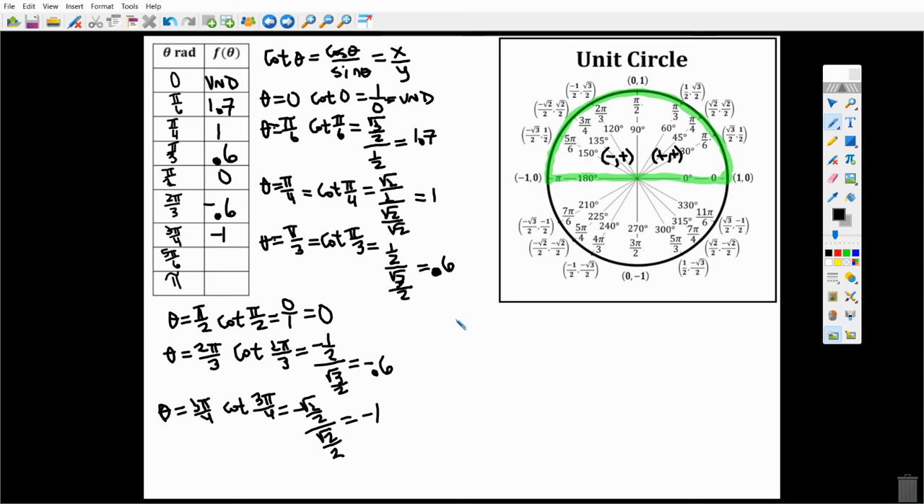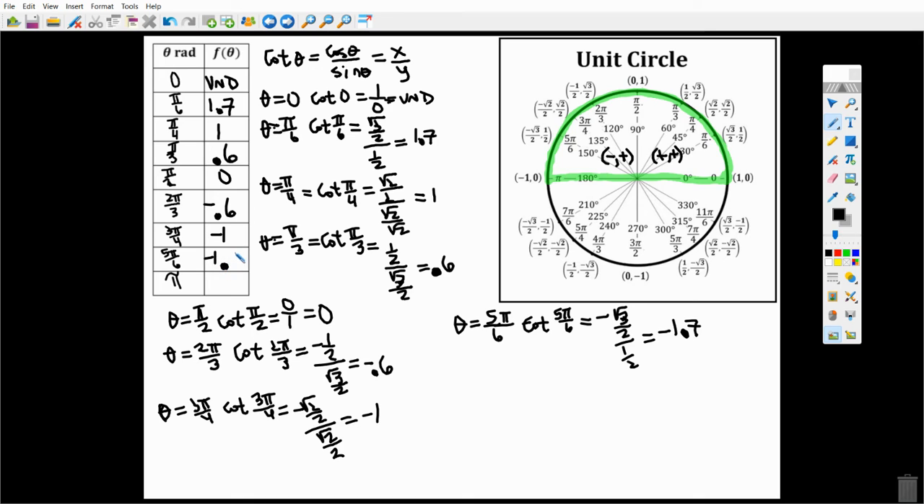All right, at theta equal to 5 pi over 6, that's cotangent of 5 pi over 6. We end up with negative radical 3 over 2 divided by 1/2. We know we're going to end up with negative, and we started with that here, radical 3 over 2 divided by 1/2. That's going to be negative 1.7, excuse me.